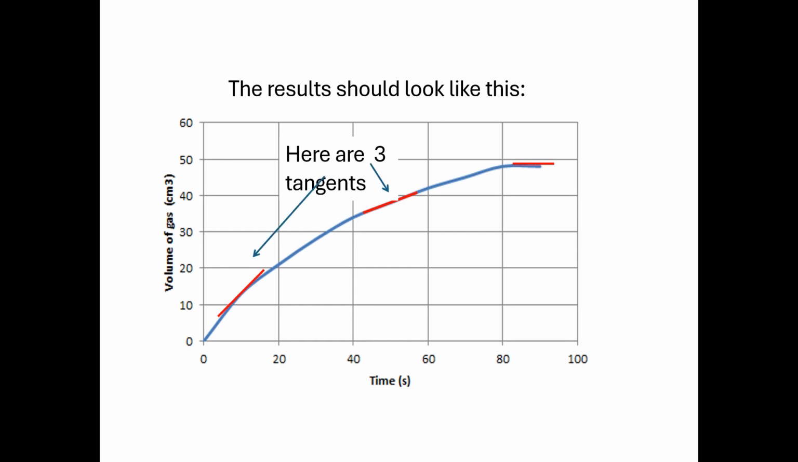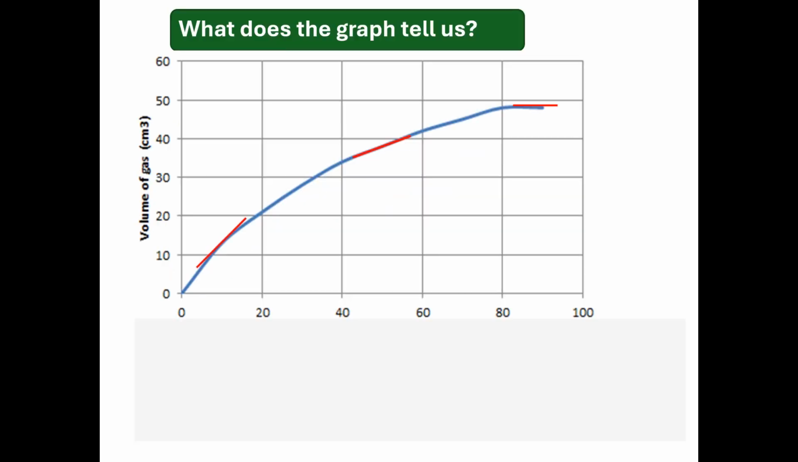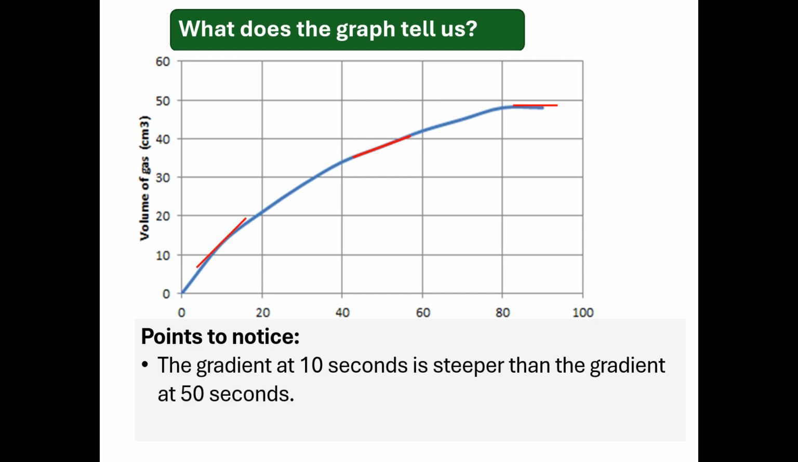So here I've marked 3 tangents on the graph. And what does the graph actually tell us? Well, things to notice are the gradient at 10 seconds is steeper than the gradient at 50 seconds. And the line has leveled off once we get to 80 seconds.